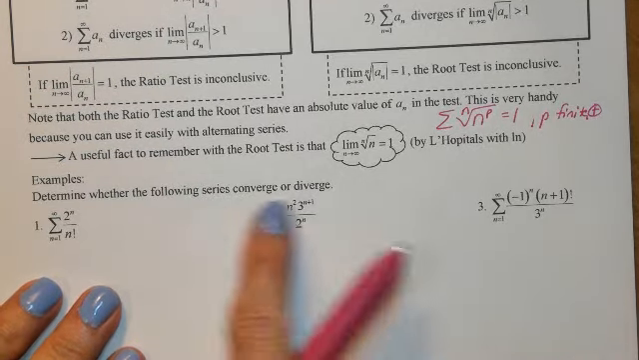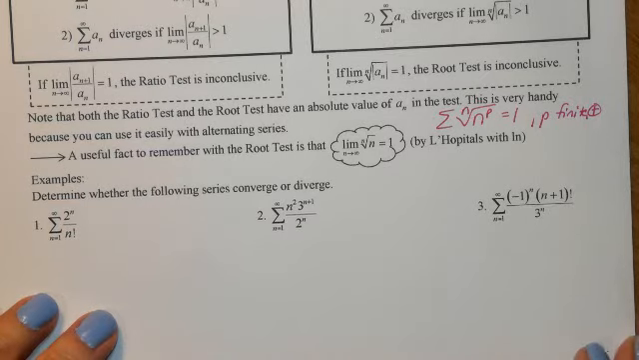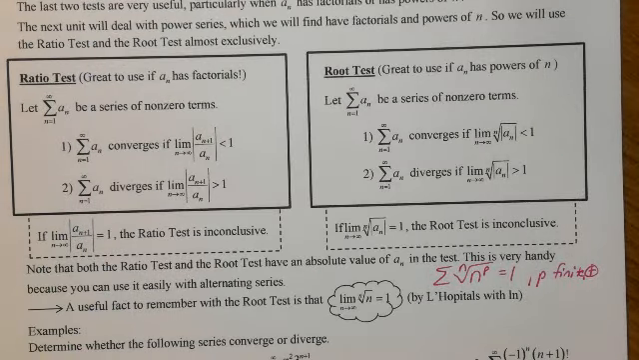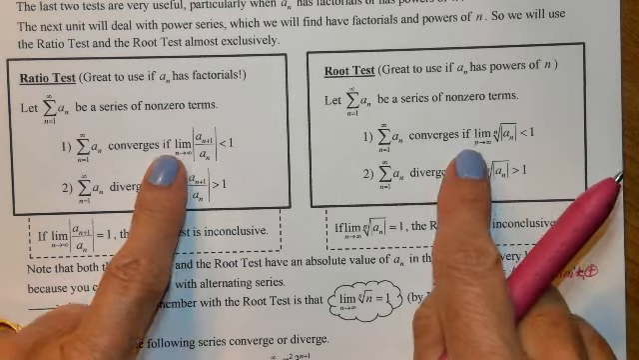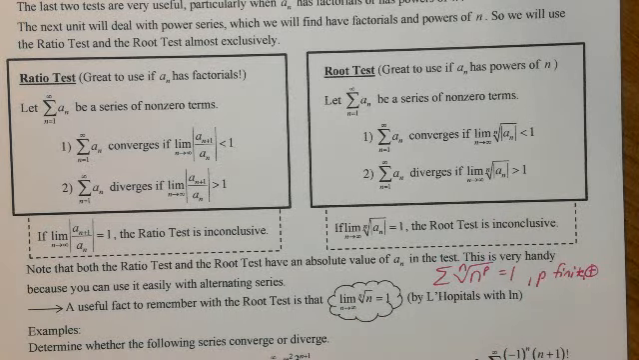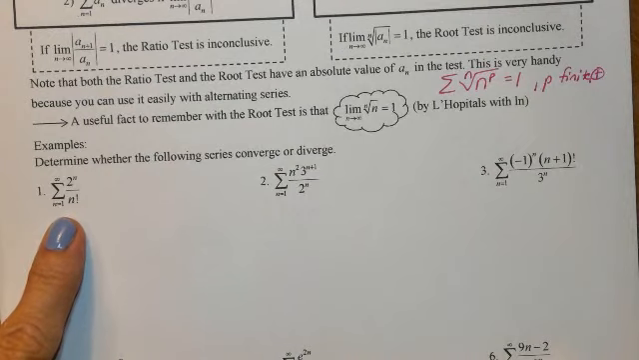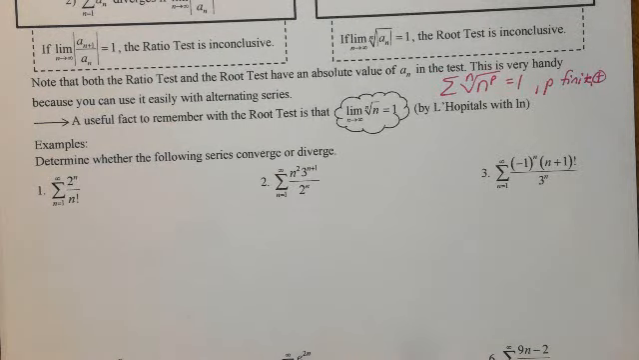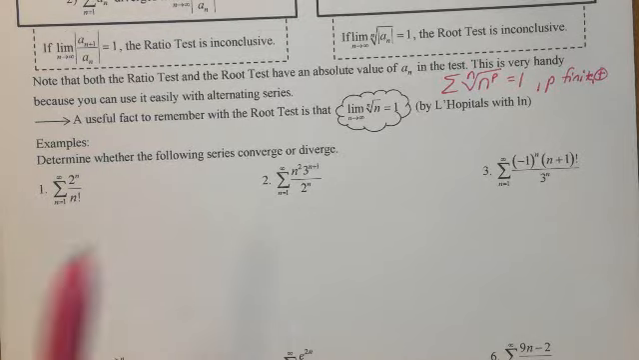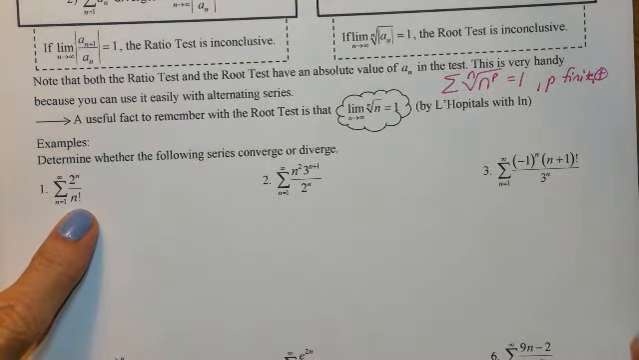All right. Examples. Let's determine whether each of these converges or diverges. Keep in mind, on ratio and root tests, we don't know what they converge to, if they do converge. In this one, I see a power and I see a factorial. Since I see a factorial, I would like to show you the ratio test for this. So I'm going to use the ratio test.